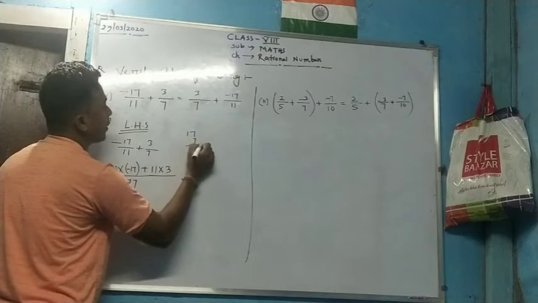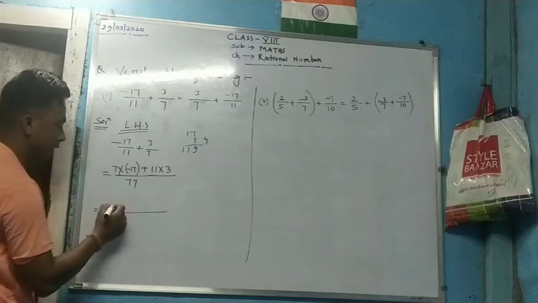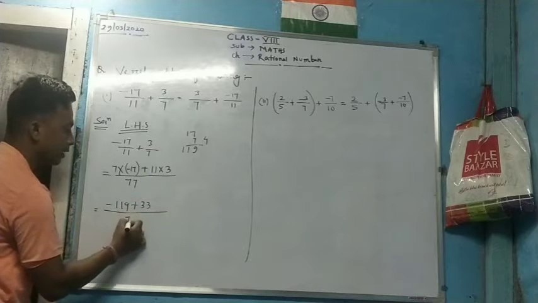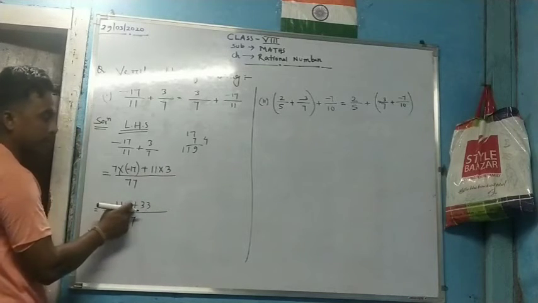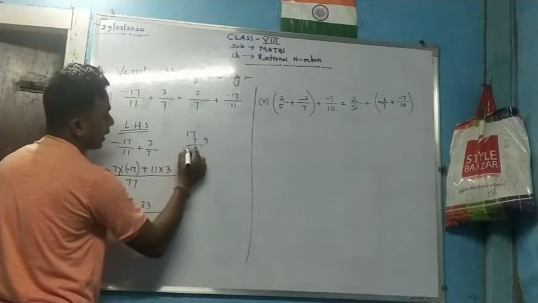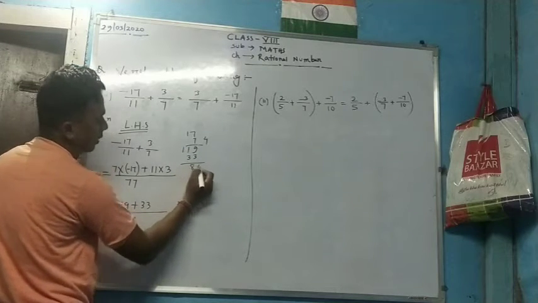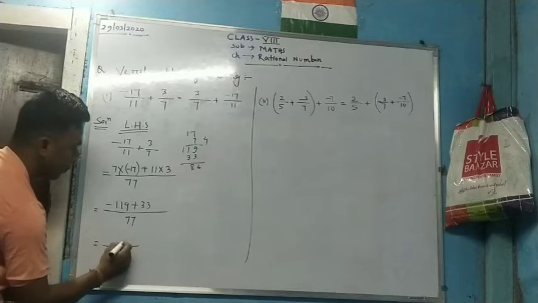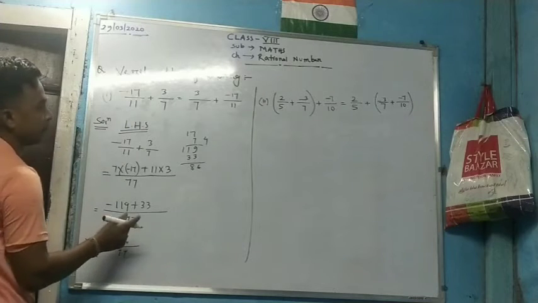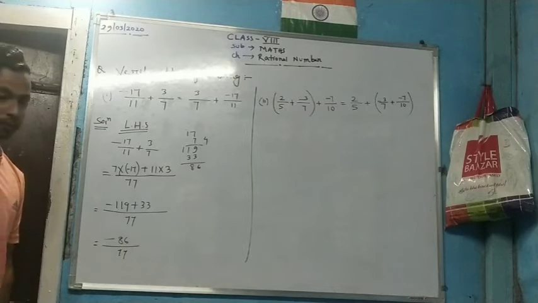So 7 into 17. 7 7 is 49, 4 7 on the 7, 7 plus 4 11. 119 minus 119 plus 33 by 77. So from 119 I have to minus 33. 9 minus 3 is 6, 11 minus 3 I will get 8. So the answer will be minus 86 by 77.